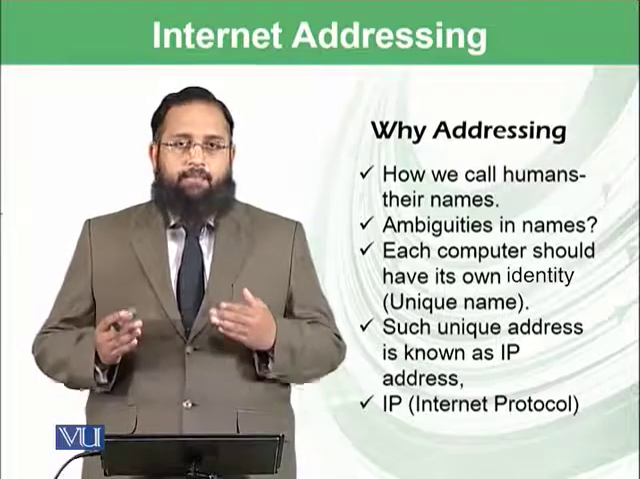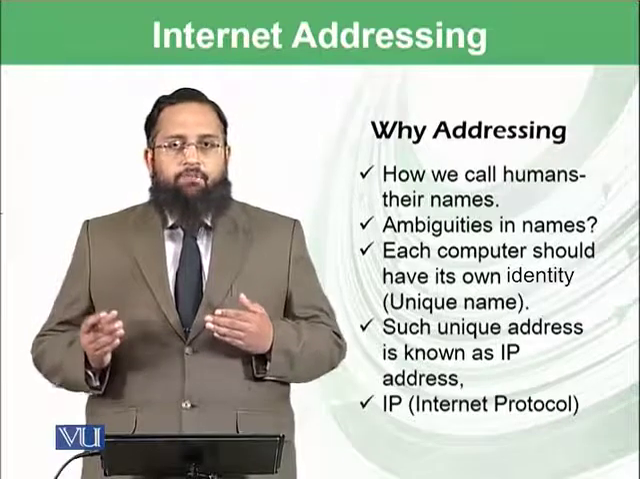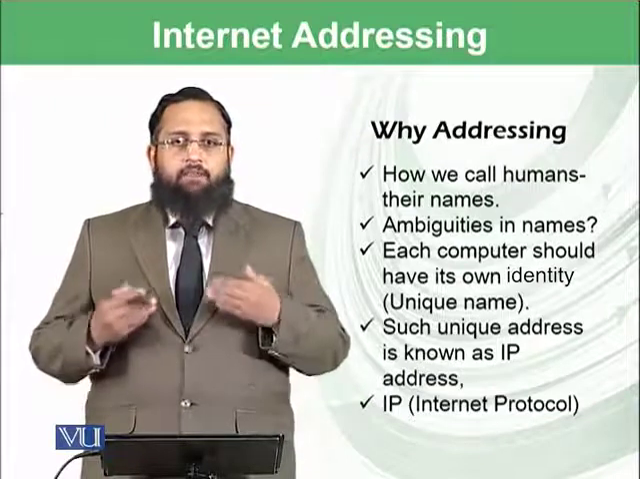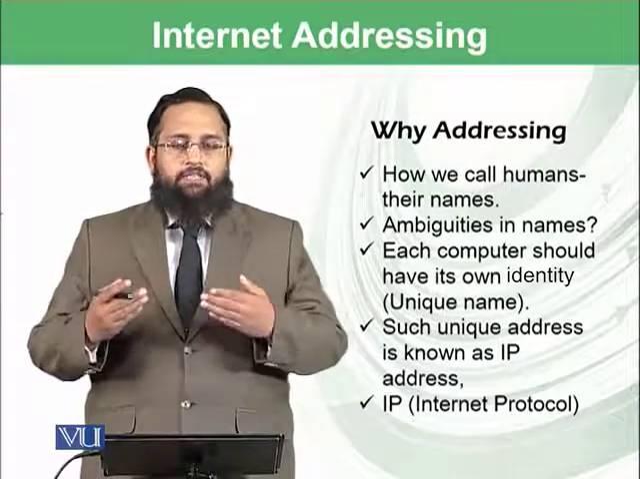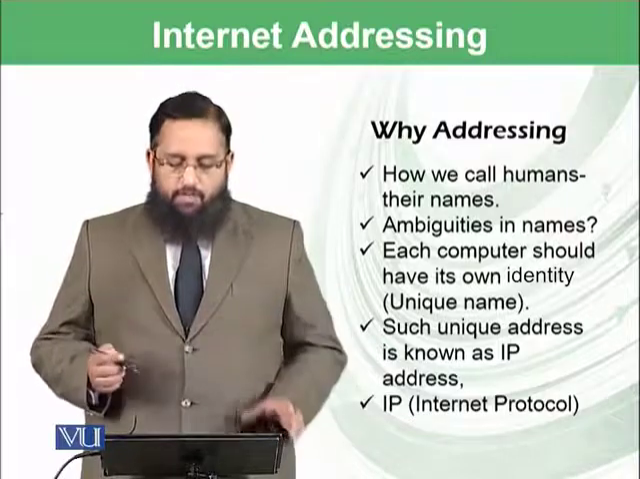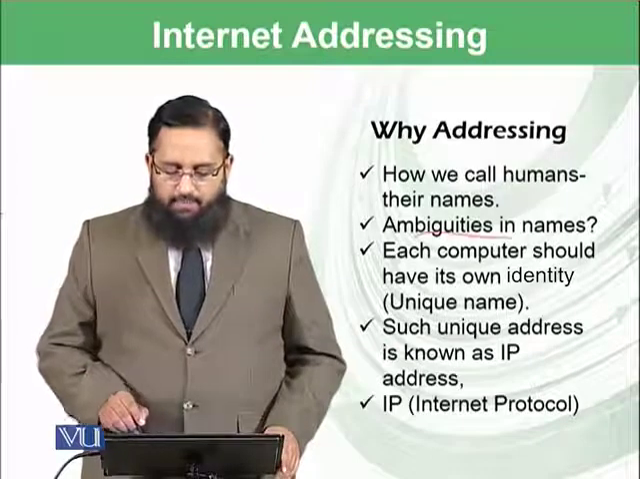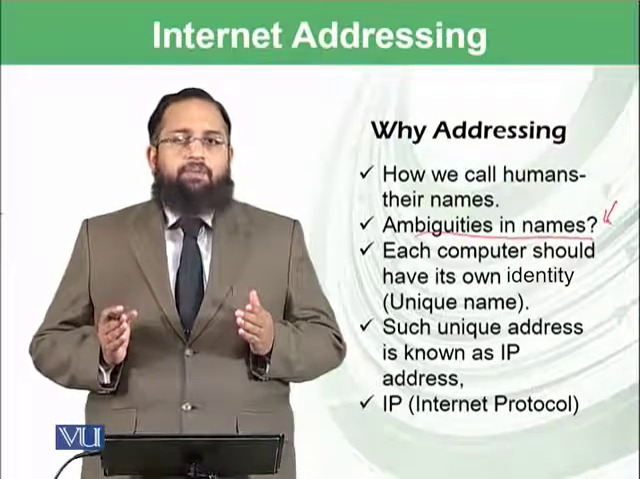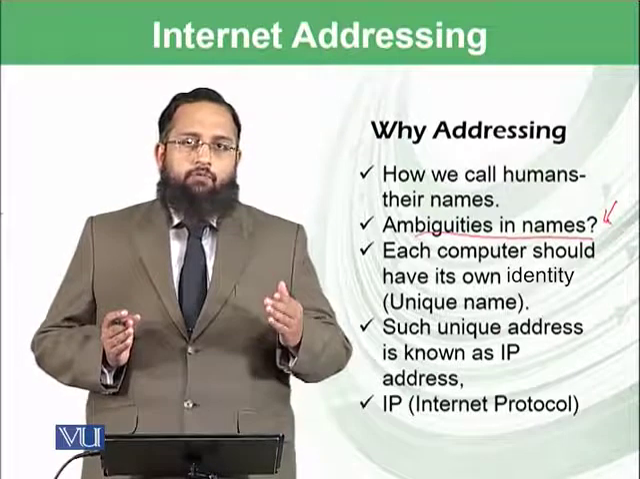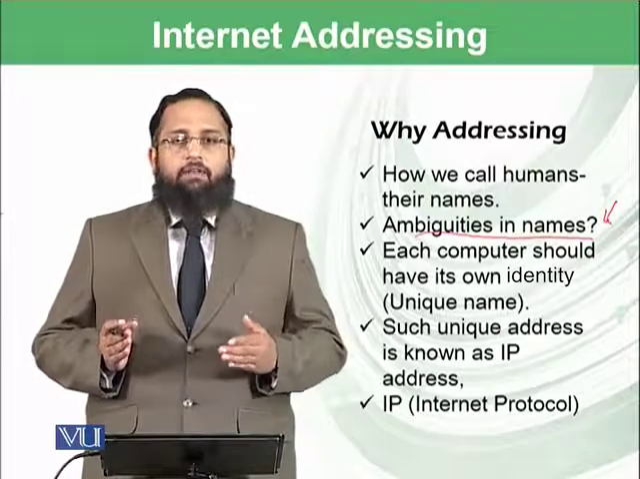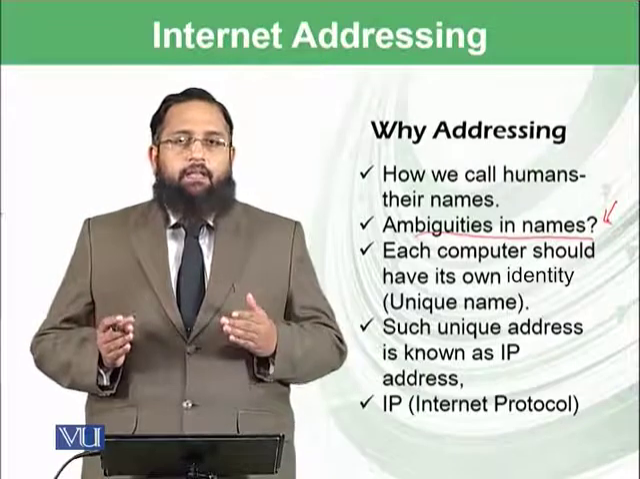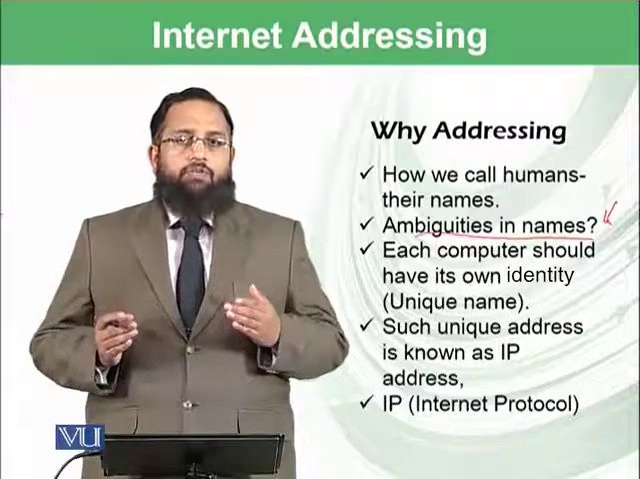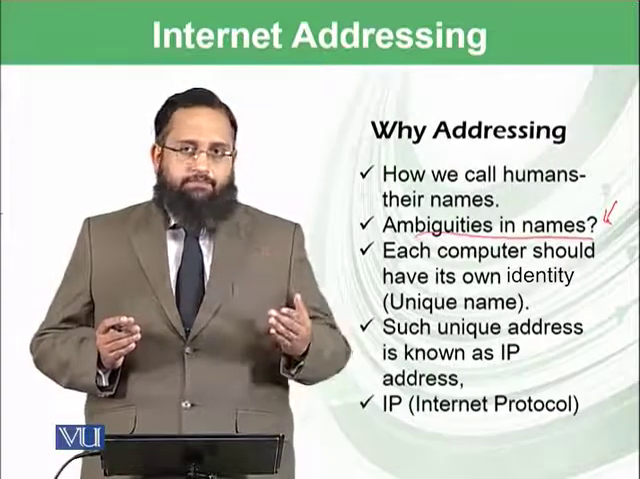Each human has a name, and whenever one person wants to communicate with another person, that name is called and then the conversation starts. However, in humans, we have ambiguities in names as well. For example, the same name can be shared by multiple humans in the world or even in one region. For example, there could be a name like Khalid Walid, and that name could be shared by multiple persons.